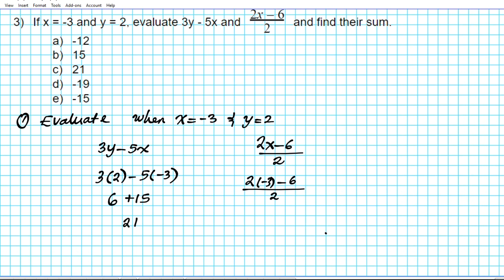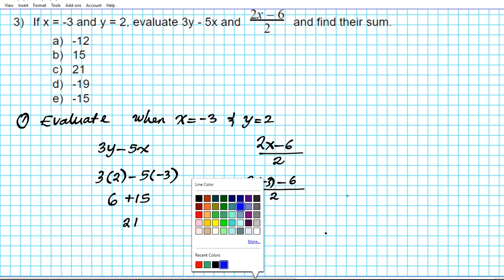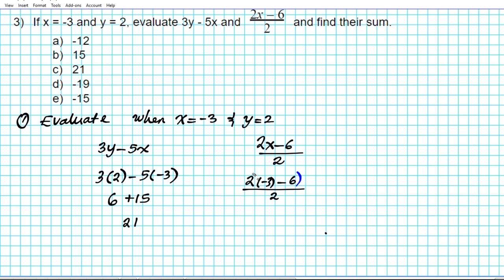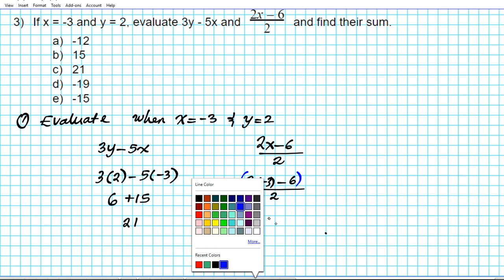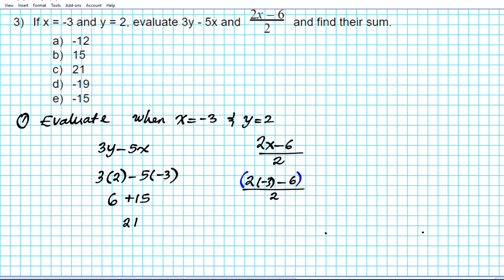Using the order of operations, there is an invisible parenthesis in the numerator here. So we have to evaluate all the operations in the numerator completely first before we go to the denominator. Okay? So we're going to multiply 2 times -3, that's -6. So we have -6 minus 6 over 2. We still have that invisible parenthesis in the numerator.